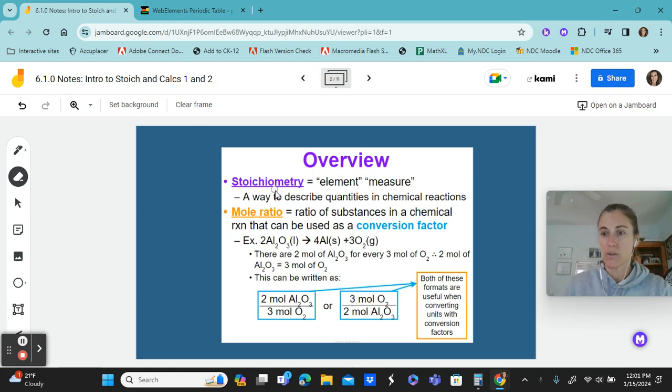And by the way, in stoichiometry, we can compare any two substances. In this case, we only have one reactant. We can compare the reactant to a product, or we can compare two products to each other. Or if we had two reactants, we can compare two reactants to each other. It doesn't matter. Anywhere in that equation, you can compare substances.